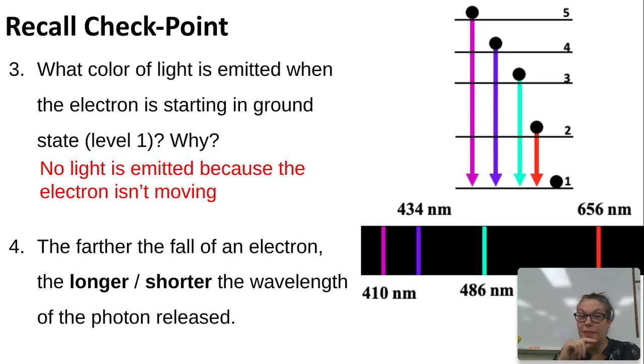The farther the fall of an electron, we can see, because I already gave the answer before, the shorter the wavelength of the photon released. The farther the fall, the more energy that's going to be released. More energy, shorter wavelength, high frequency. So how does this all relate to spectroscopy?